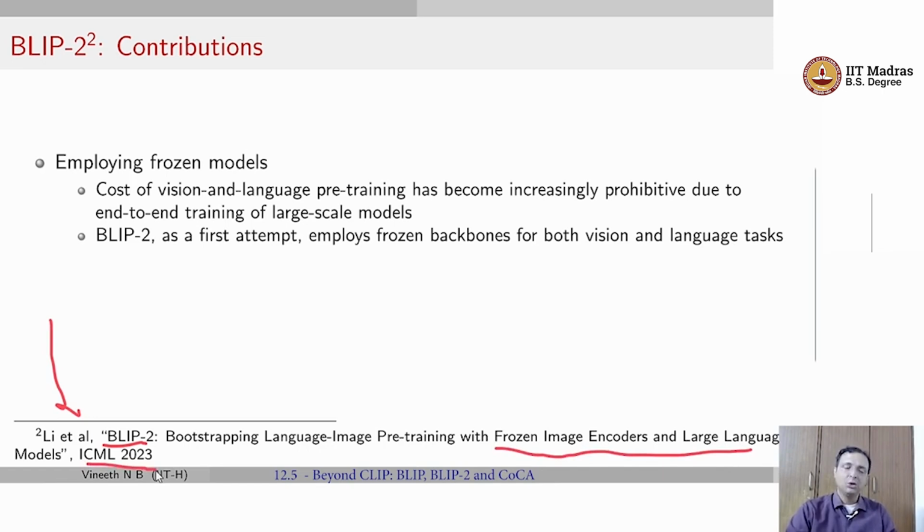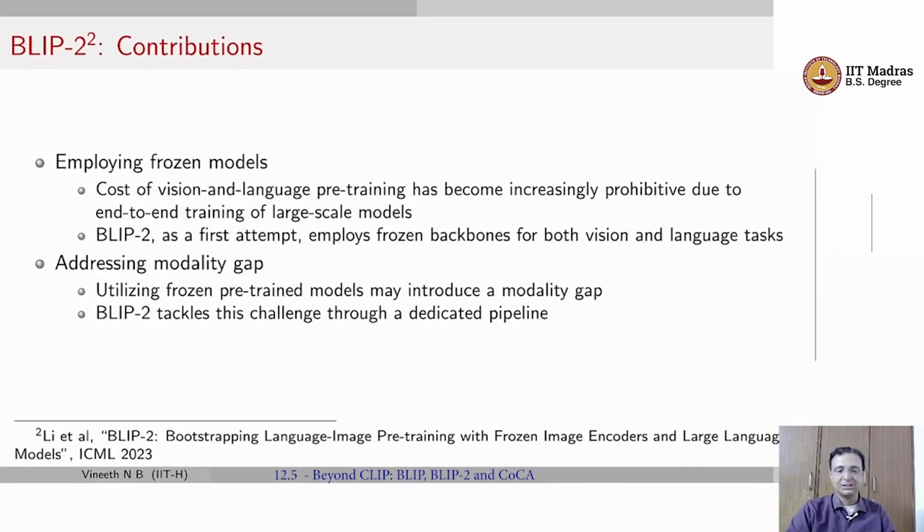Their USP is that often we'd like to use frozen pre-trained vision models or language models. Unfortunately, all previous approaches until then were trying to do end-to-end fine-tuning or training of large-scale models, which can be very costly and even prohibitive. Their main focus in BLIP-2 was how to come up with a method to use frozen backbones for both vision and language tasks. That was their mandate, and they came up with an interesting approach to achieve this.